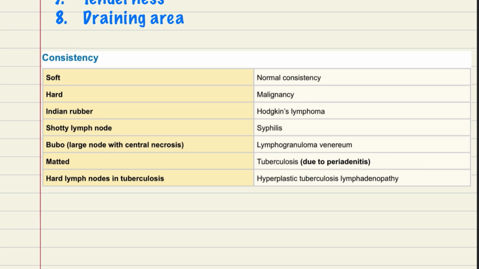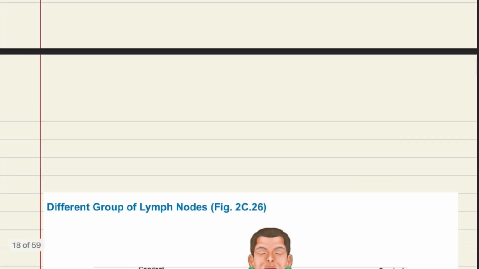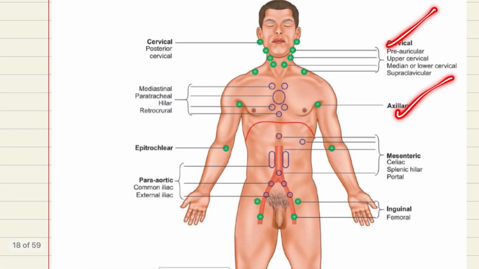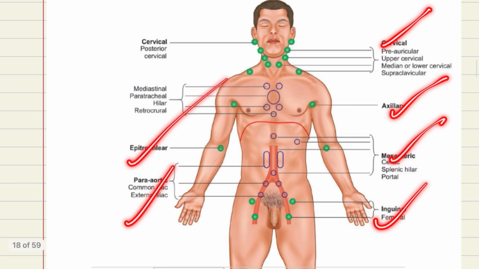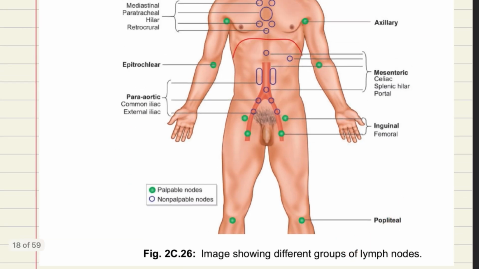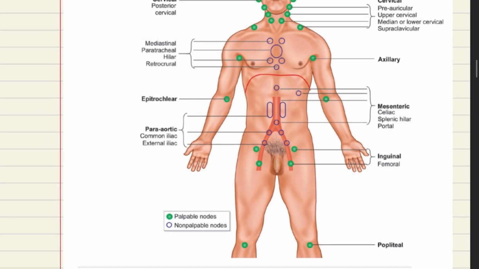Now comes the most important part, how you should examine the lymph nodes and what the different lymph nodes are. See, there are many groups of lymph nodes. Cervical is there, axillary, mesenteric, inguinal, para-aortic, epitrochlear. Then we have the popliteal. So all of these are there. But what is important is what we are going to examine and which are the ones which are palpable.